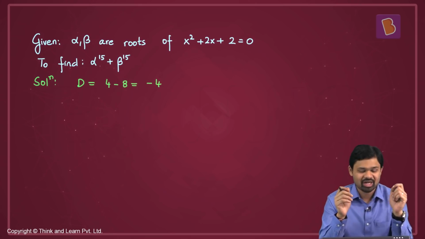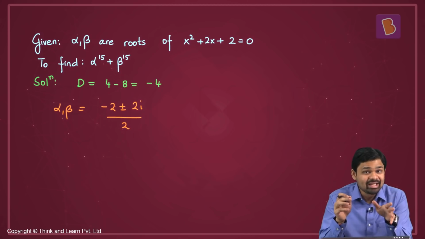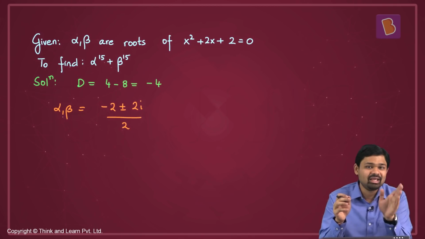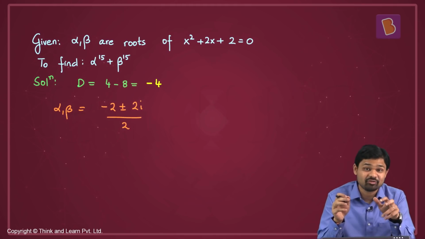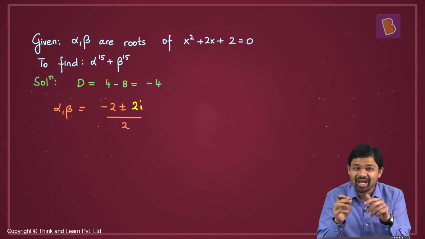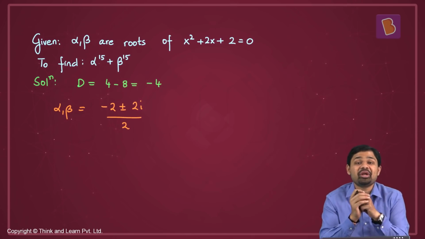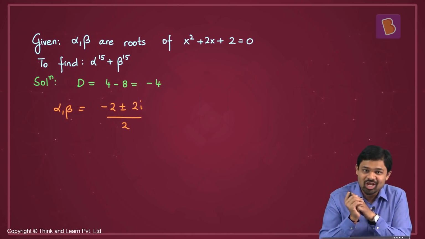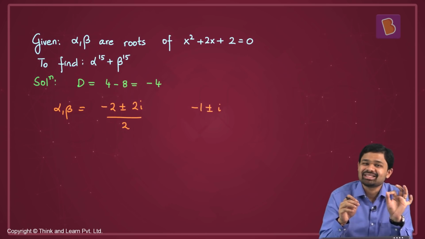I'm going to use the quadratic formula. Alpha and beta are going to be equal to -2 plus or minus the under root of D. What is the under root of D? The under root of D is -4, which can be written as root of 4i. Root of 4 is 2, so 2i. So -2 plus or minus 2i divided by 2, these are going to be my 2 complex roots. So alpha and beta are going to be -1 plus or minus i.